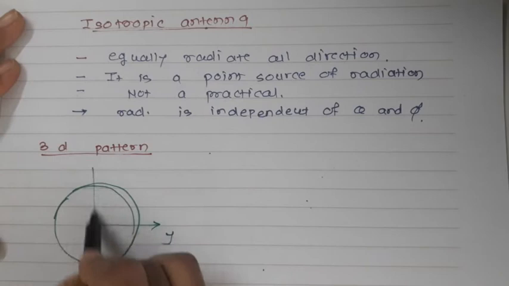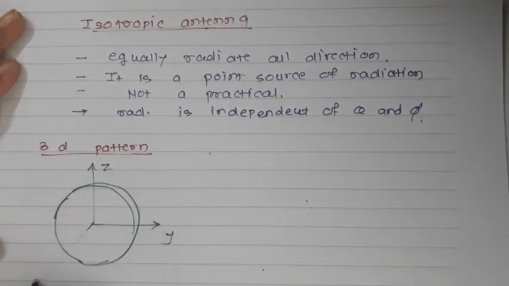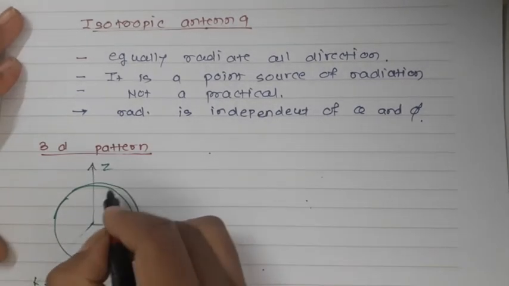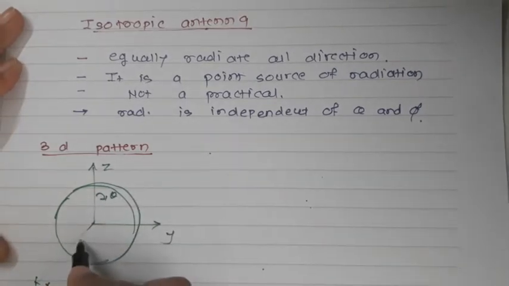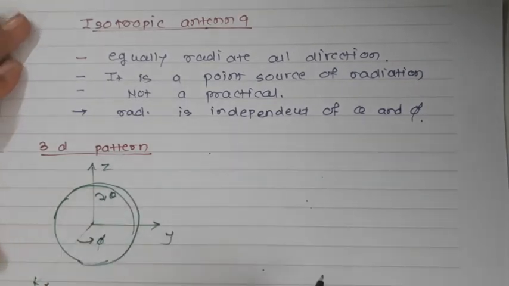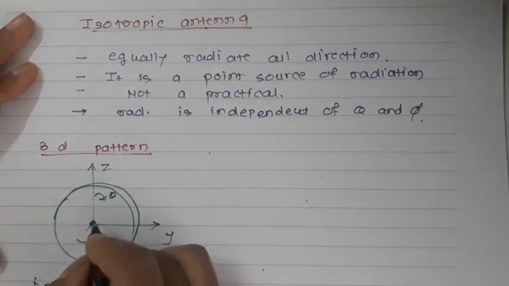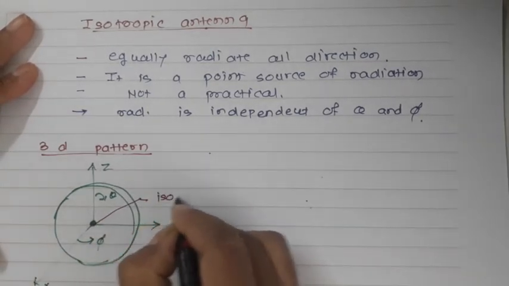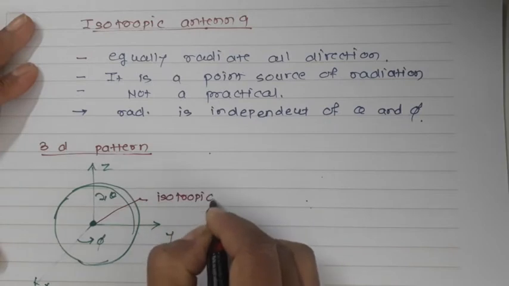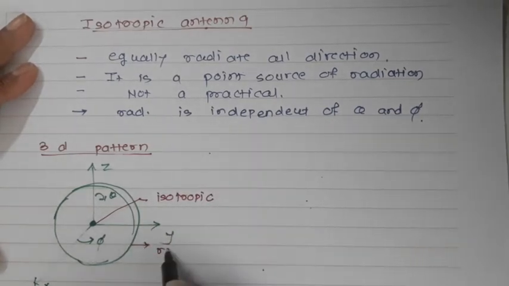I'll say this is y coordinate, this is z coordinate, and this will be the x coordinate. This angle will be theta, this angle will be called phi. So here I can assume this is my isotropic antenna. This antenna will be called the isotropic antenna, and this is the radiation pattern of the antenna.